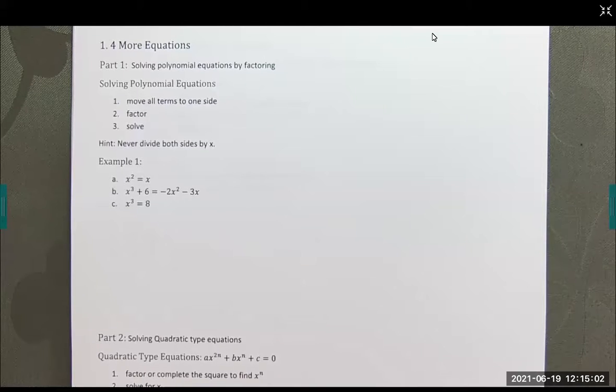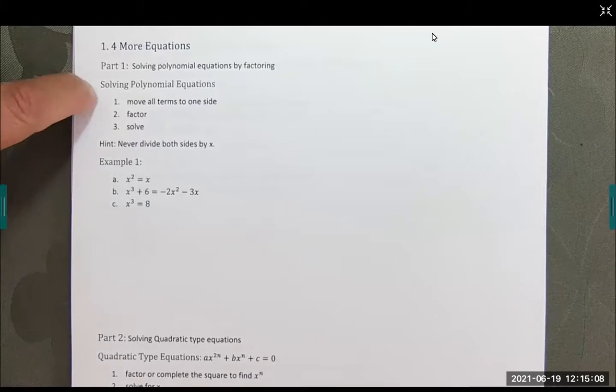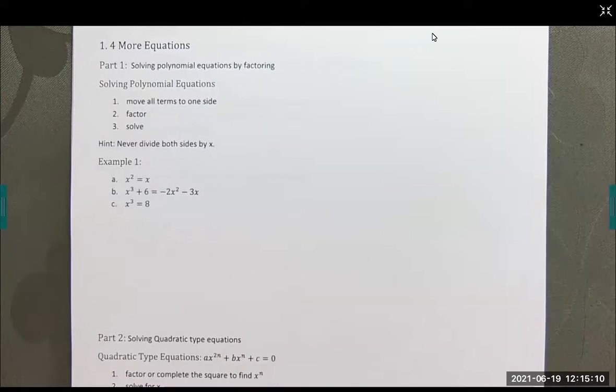We have a few miscellaneous types of equations that we're going to pick up right now. So anytime we have a polynomial, again, a polynomial is where the exponent on the x is going to be positive or 0, and it's going to be a whole number. It won't be fractional. So we're going to move everything to one side.